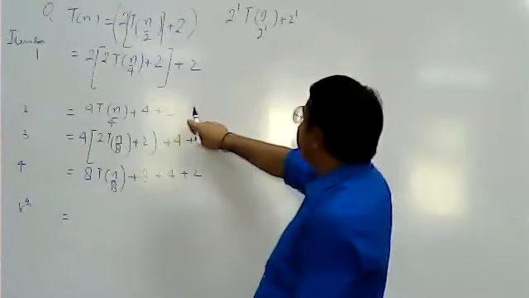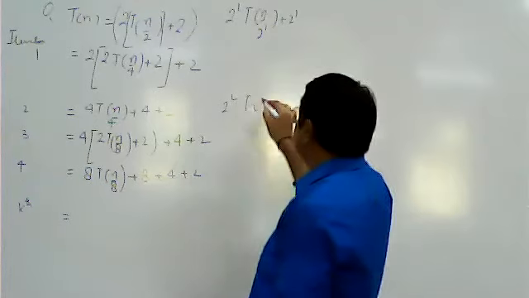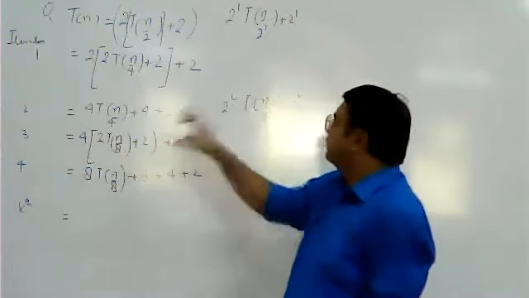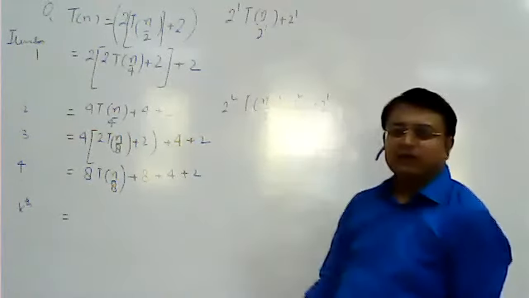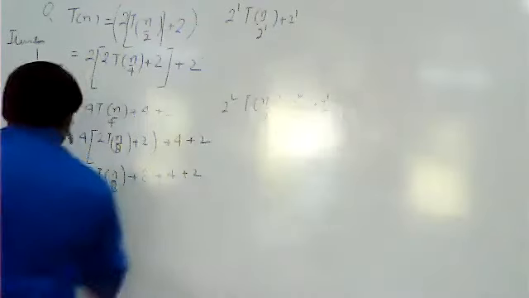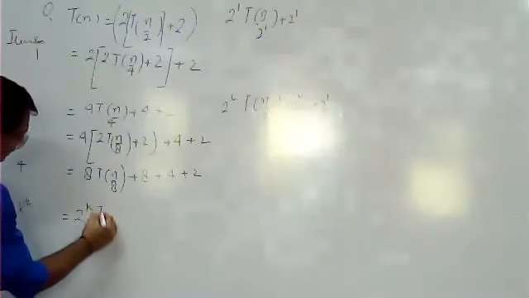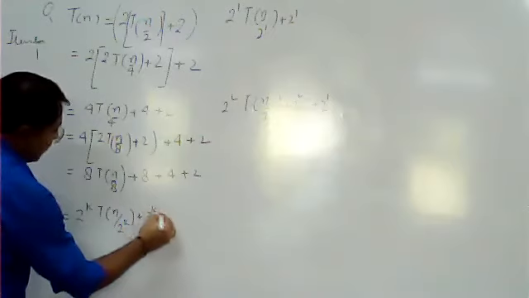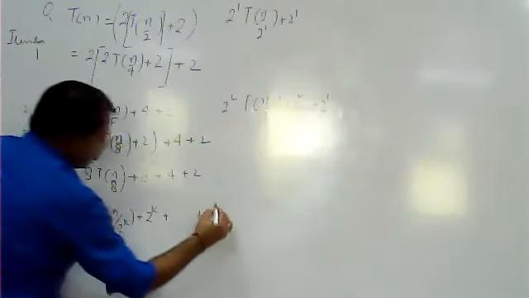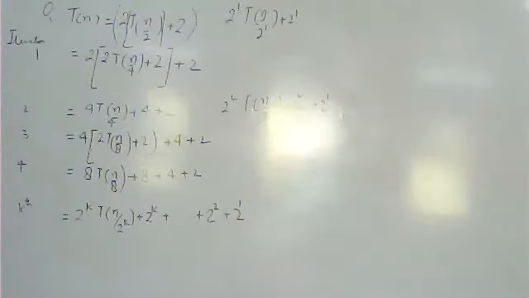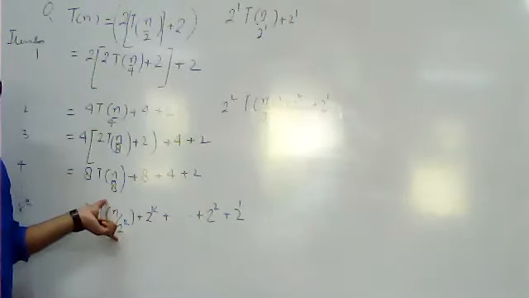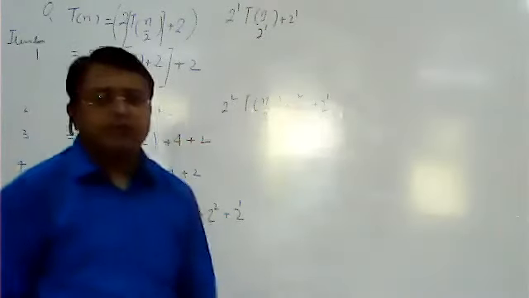Yes. Second equation, what we can write is 2 to power 2 t n upon 2 to power 2 plus 2 to power 2. So 4 t n by 4 plus 4 and plus 2 to power 1. Clear? Now similarly for kth iteration we can write 2 to power k t n upon 2 to power k plus 2 to power k plus 2 to power 2 plus 2 to power 1. Okay. So now again, this must be 1 for recursion to terminate. So n upon 2 to power k must be 1 for recursion to terminate.